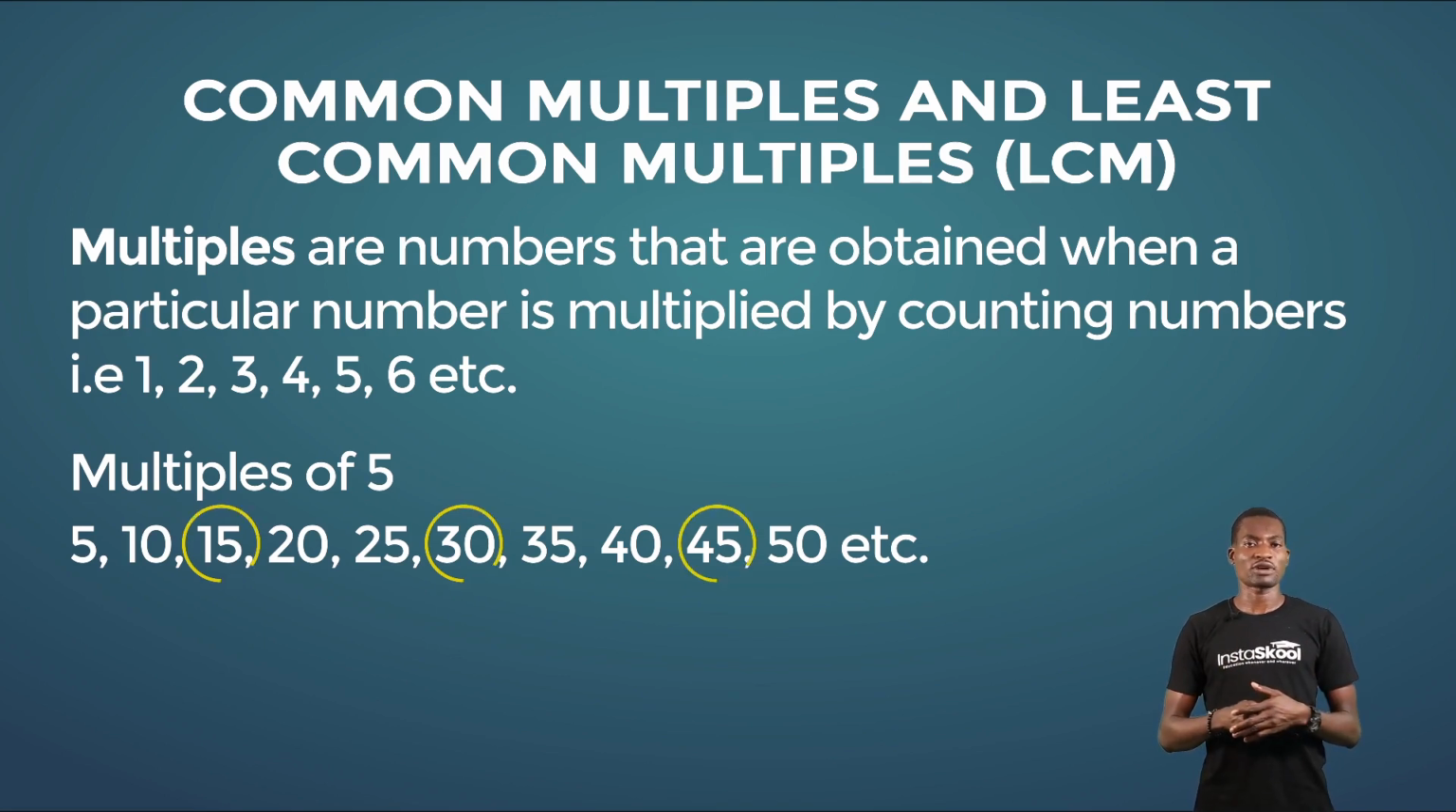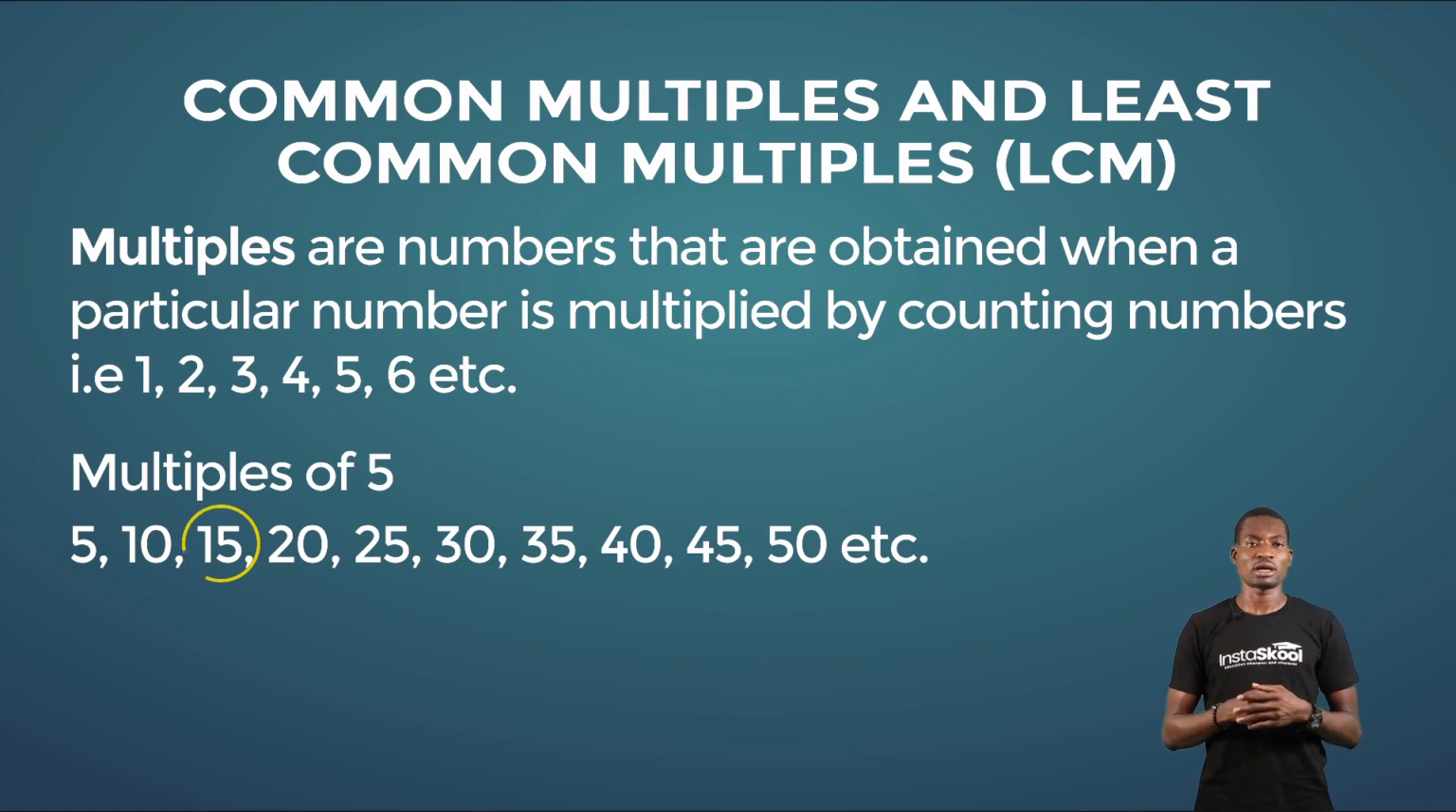Also in the multiples of 5, I mentioned 15, 30, and 45. So it means that the common multiples of 3 and 5 are 15, 30, 45, and the rest. However, the least, or the smallest, of these multiples is 15. So therefore, the least common multiple of 3 and 5 is 15, because 15 is less than 30 and also less than 45.